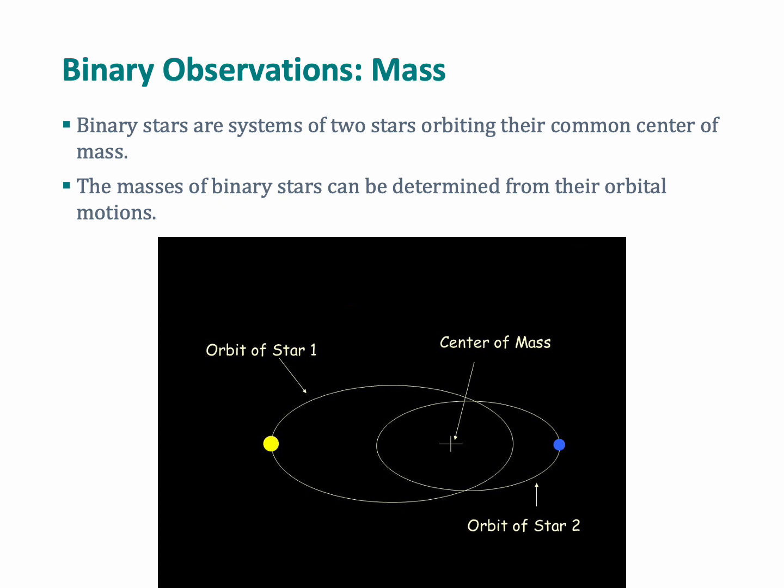Another way that we can determine the mass of stars is by looking at binary star systems, which I mentioned in the introduction to this lecture. Binary systems are systems of two stars, and those stars are orbiting their common center of mass. Sometimes we say they're orbiting each other. And we can look at the rate at which they orbit. We can look at their pace of orbit and the distance from the center of mass, and use that to determine the mass of the two stars in the binary system.